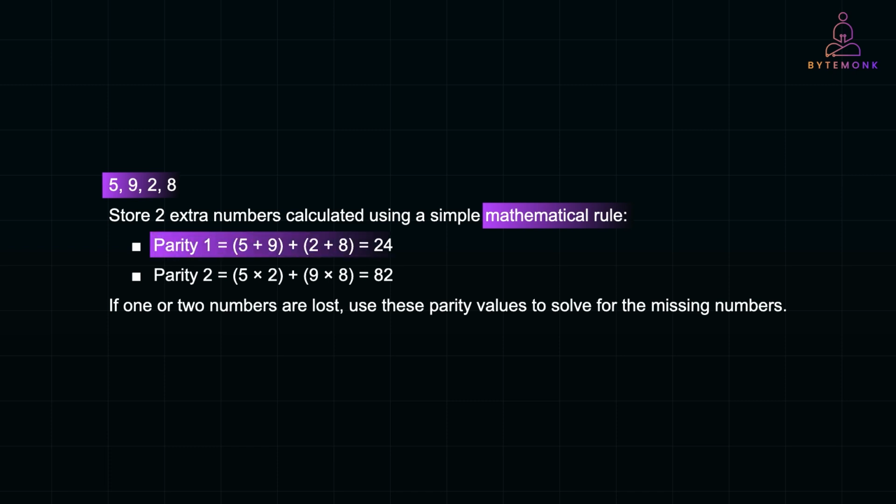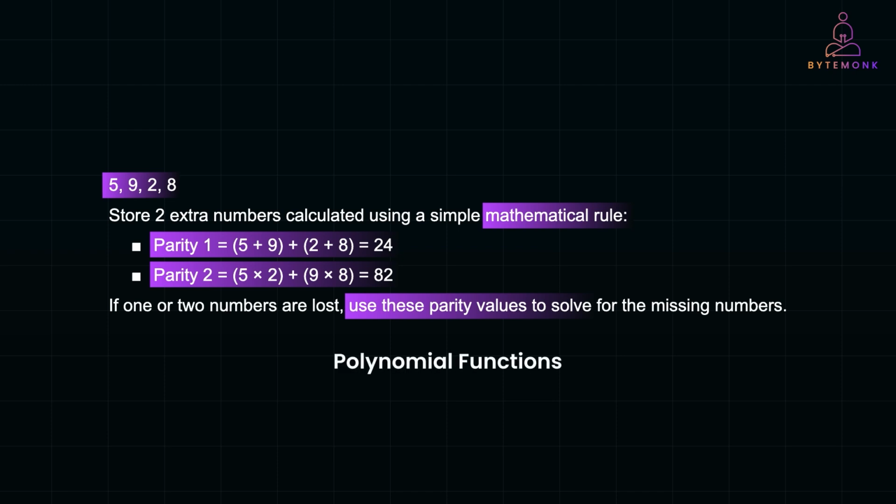So our parity 1 becomes 24 and parity 2 becomes 82 in this case. Now, even if 1 or 2 numbers are lost, we can use these parity values to solve for the missing numbers. In real-world systems, these calculations are done using more advanced polynomial functions instead of simple addition. But the core idea remains the same.